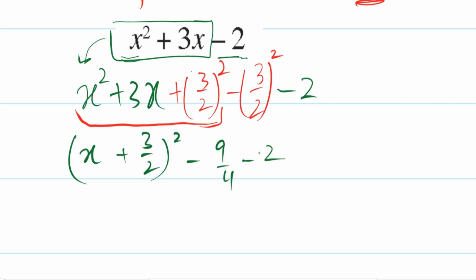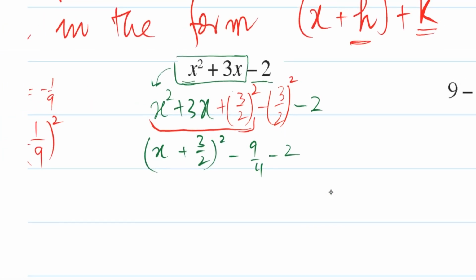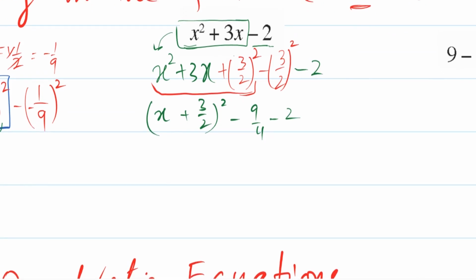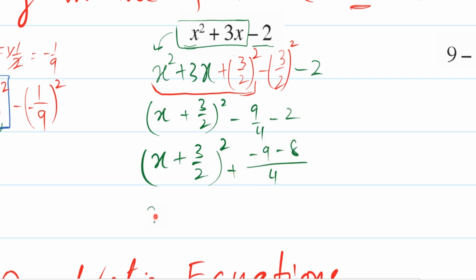We have two numbers outside the bracket. We can simplify them, and we will simplify them. As both have the same signs, they will be added. x plus 3 over 2 whole square. If I take the LCM 4, then minus 9 minus 8. So x plus 3 over 2 whole square, minus 9 plus 8 is 17.